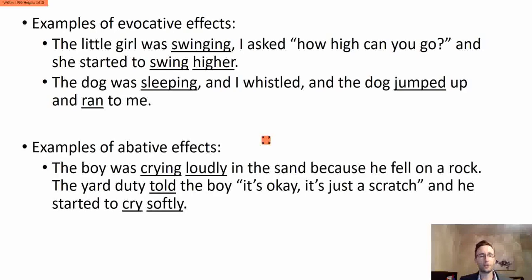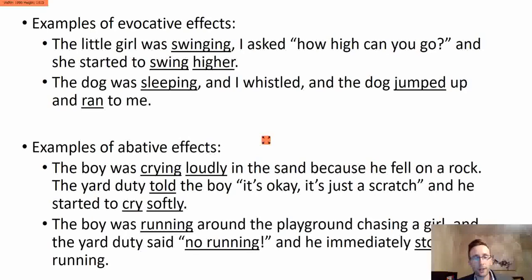Examples of abative effects. The boy was crying loudly in the sand because he fell on a rock. The yard duty told the boy, "It's okay, it's just a scratch." And then he started to cry softly. So the behavior was ongoing. He was crying loudly, but then the yard duty told him it's just a scratch, and then he started to cry softly, so that abated crying. The boy was running around the playground chasing a girl, and the yard duty said, "No running," and then he immediately stopped running. So the behavior was ongoing. The antecedent, "No running," abated the behavior. Specifically, the behavior stopped, terminated.